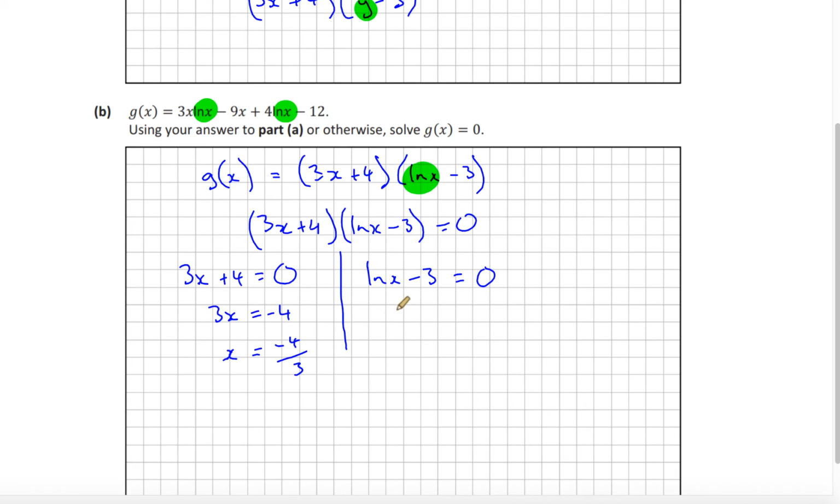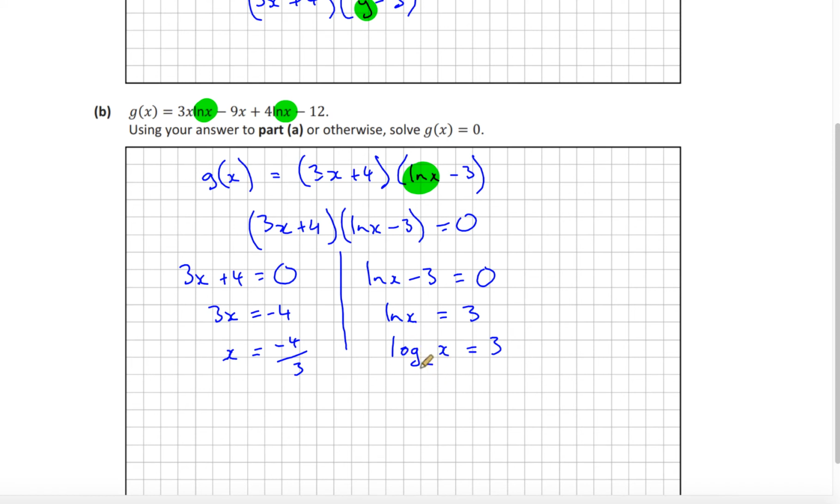Okay, and the other answer is if ln of x minus 3 is equal to 0, well then the ln of x, or the natural log of x, is equal to 3 when you bring this negative 3 over. And remember, the natural log of x is really just log to the base e of x is 3. That special number e. Remember, e is just a number. It's about 2.718.